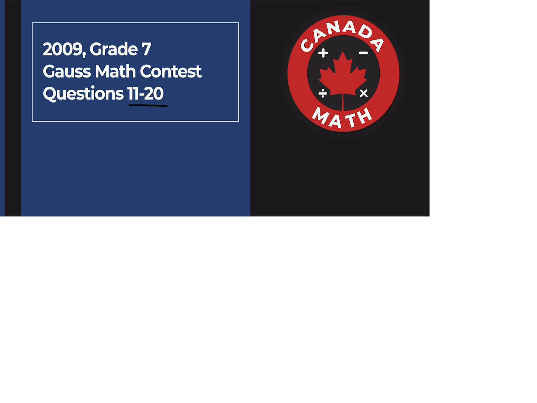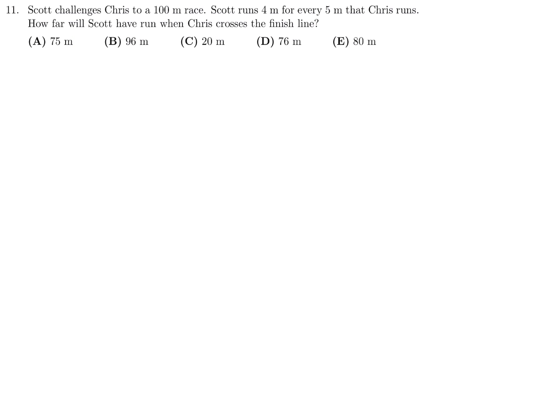Questions 11 through 20 on the 2009 Grade 7 Gauss Math Contest. Scott challenges Chris to a 100-meter race. Scott runs 4 meters for every 5 meters that Chris runs. How far will Scott have run when Chris crosses the finish line?